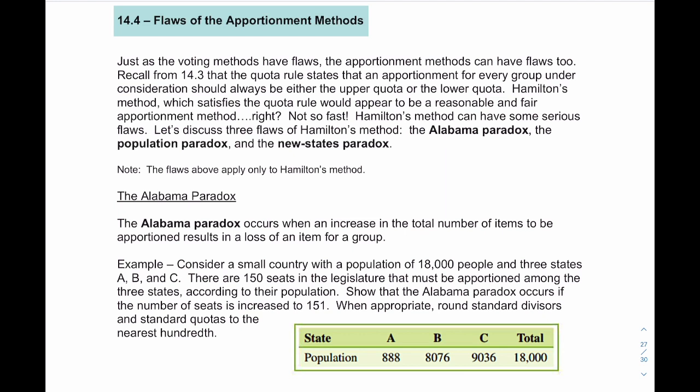method. Now, remember that the apportionment method should satisfy the quota rule, and Hamilton's method was one of the ones that did satisfy the quota rule, which said that an apportionment for every group under consideration should always be either the upper quota or the lower quota. But you're going to see that there are three different paradoxes that occur with Hamilton's method. One of them is called the Alabama paradox. The other is the population paradox, and the new states paradox is the third one. And Hamilton's apportionment method is not so perfect.